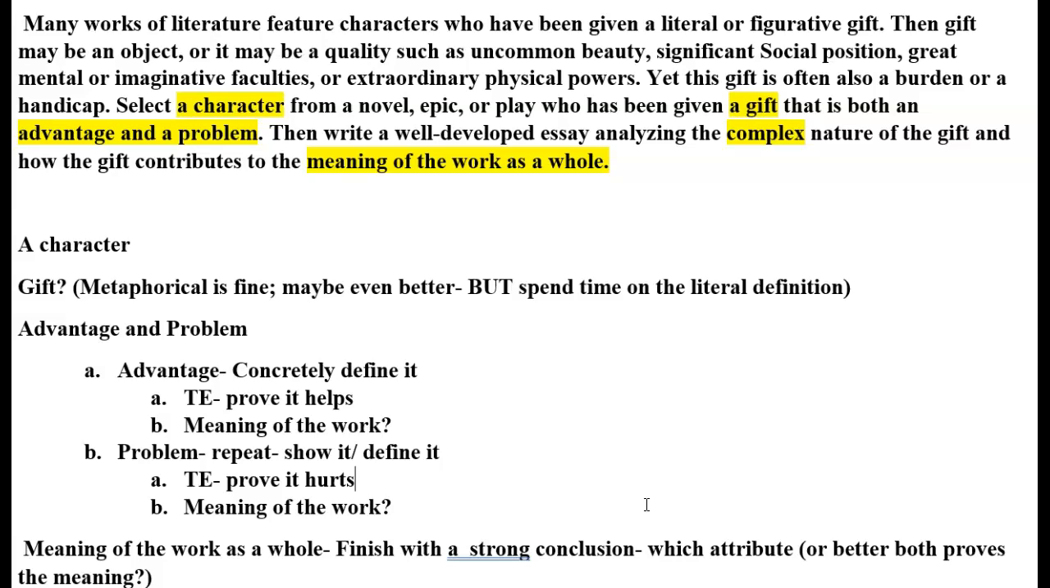Just go into your bank of knowledge, choose a book that you've read very recently, and choose a character who's been given a gift. And it also says here that it's a character that has a gift that's an advantage and a problem. So this is different from the one yesterday because it said or. This one says and. And that's a crucial part of close reading, is that you would circle this and, just like you circled the or yesterday, and make sure that you're doing both of these.